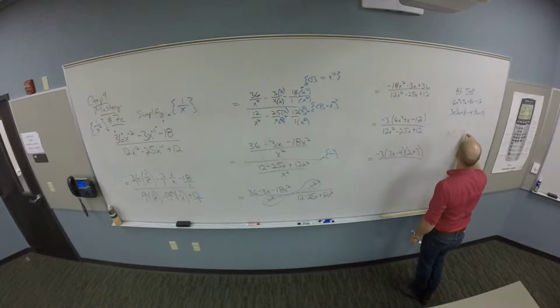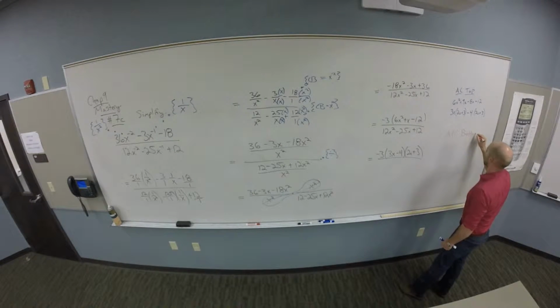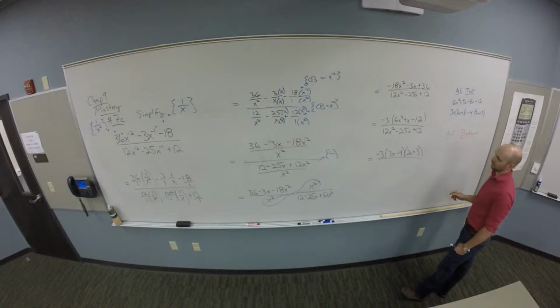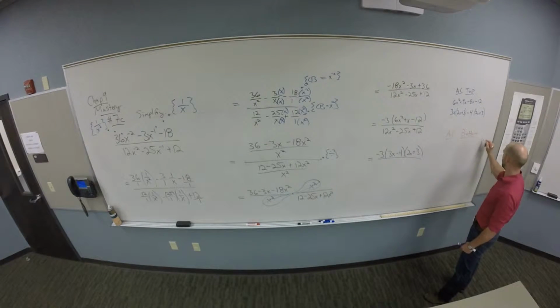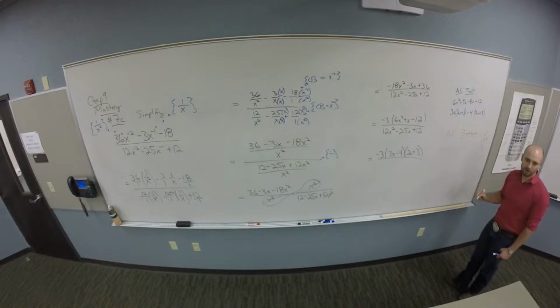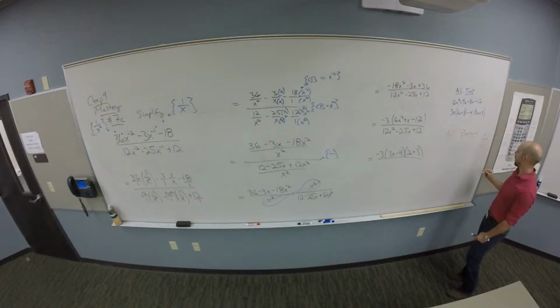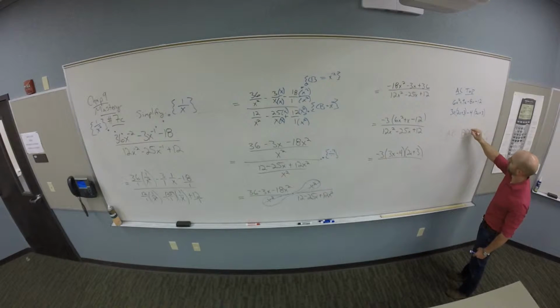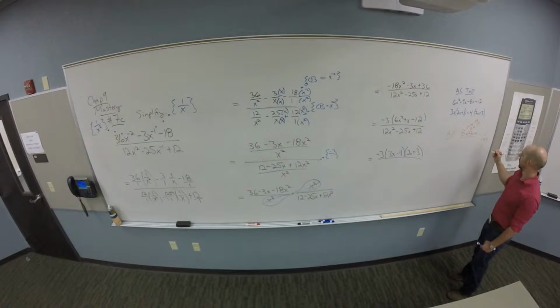I need something that multiplies to 144 and adds to 25. Okay, so I need multiplies to 144 and adds to 25. Multiply to 144, add to 25. This could be a 9 and 16.